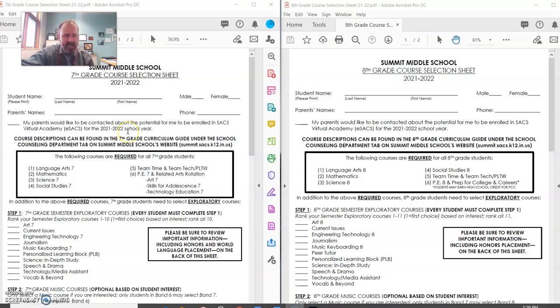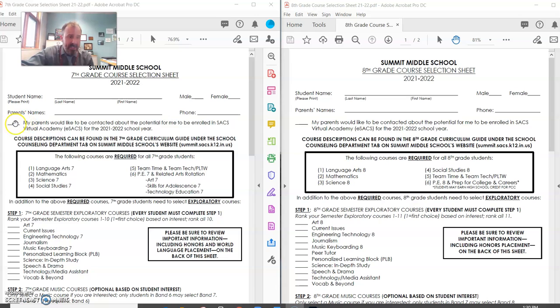And if you're interested in being contacted about the potential for being enrolled in SACS Virtual Academy, previously known as ESACS, for the 21-22 school year, you're going to check this box, okay? Or you're going to put a little check right here. If you do that, then a staff member will reach out to your parent to continue some dialogue about the possibility of you being in the Virtual Academy, formerly known as ESACS, okay?